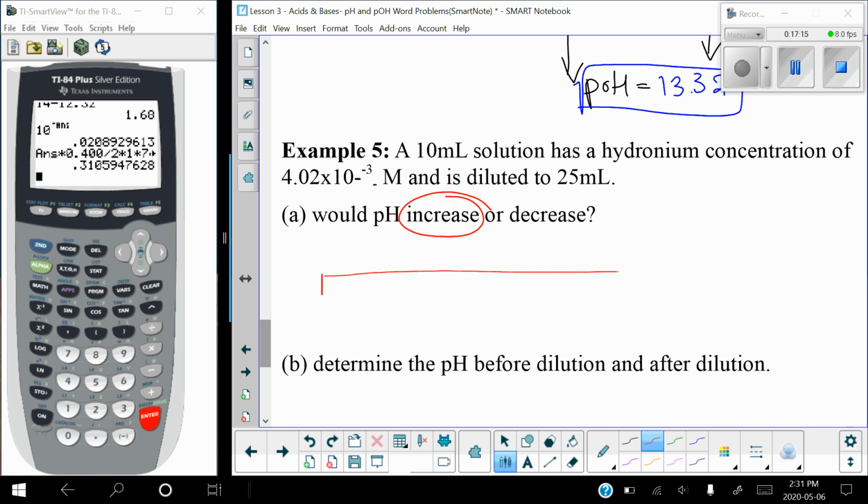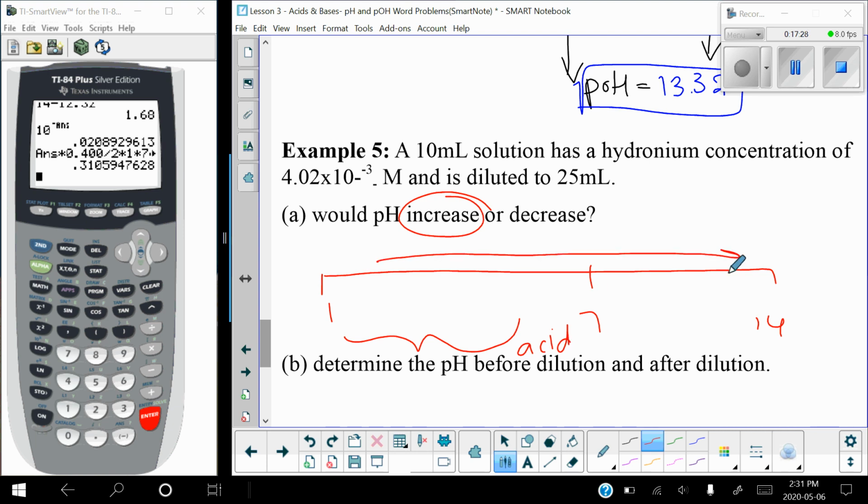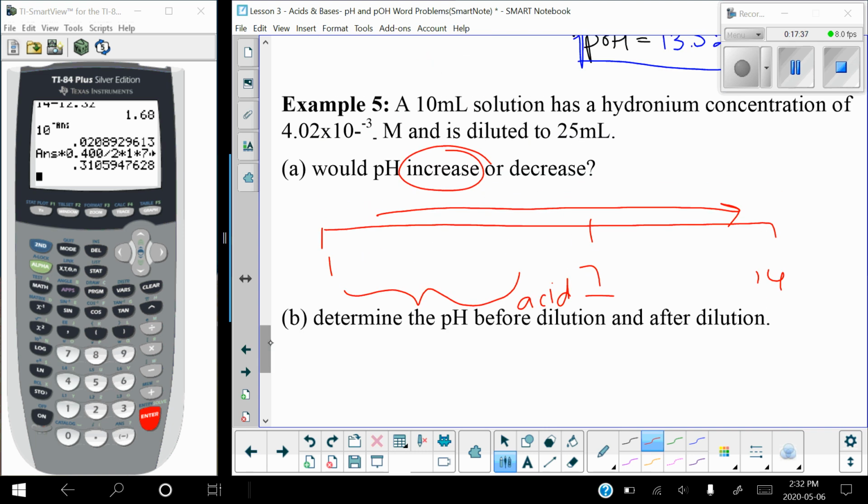So on my scale, 1, 14, 7. We are here in the acidic region. If I add water to it, my acid is going to get weaker, which is going to move towards the basic or neutral region. So we're going to see an increase in the number. Now let's go ahead and calculate our pH beforehand and after the dilution.